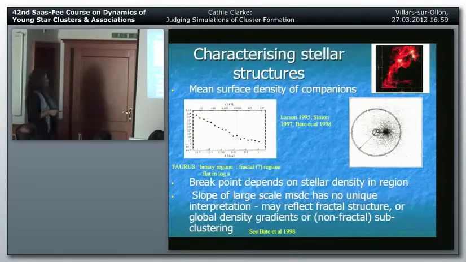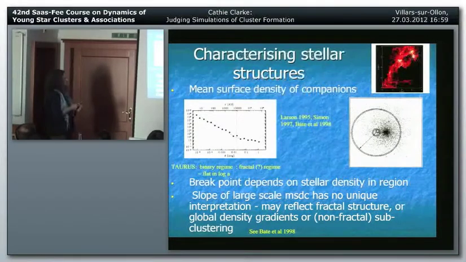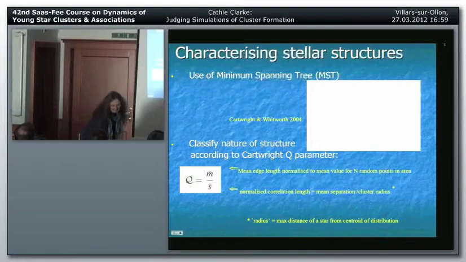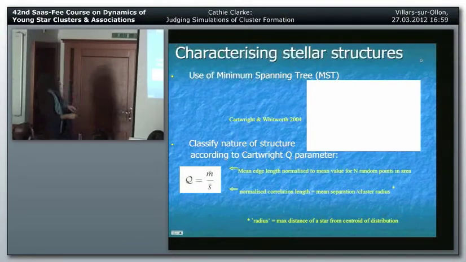Matthew Bate and myself and a bunch of others went back and did lots of analysing of synthetic clusters to see just quite how degenerate this problem is, and it is very degenerate. In other words, there are loads of different structures, including a global density profile, including non-fractal clustering, including fractal clustering. Loads of different kinds of structures give the same slope here. So maybe this is probably part of the reason why this is no longer the preferred method of choice for analysing the distributions of stars on the sky.